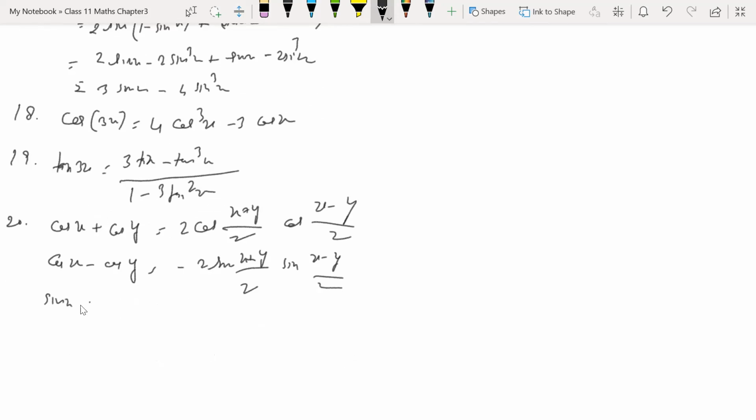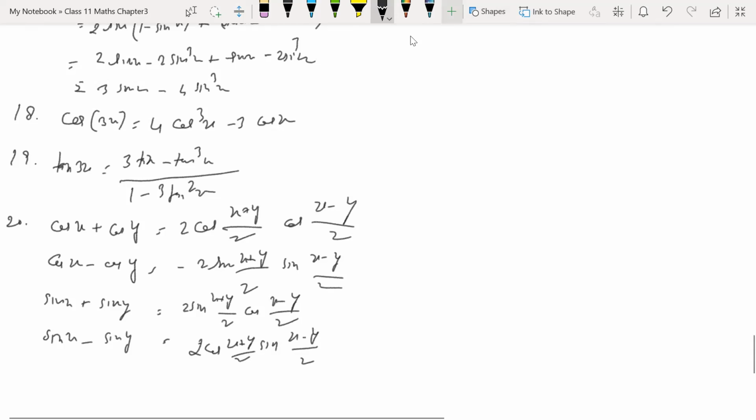And for sin, you can also do it: sin x plus sin y is 2 sin((x plus y) divided by 2) cos((x minus y) divided by 2), and sin x minus sin y is 2 cos((x plus y) divided by 2) sin((x minus y) divided by 2). For the remaining identities, you can prove them also.